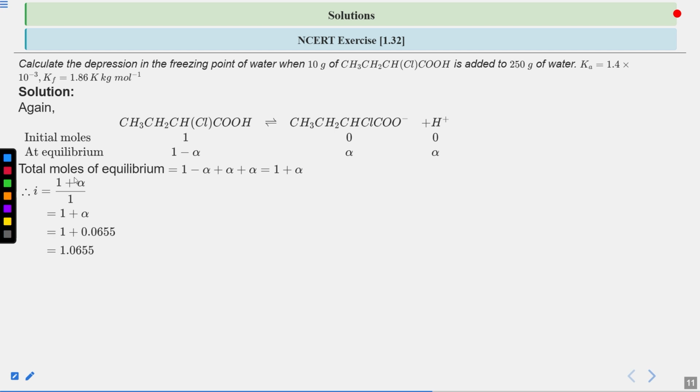Therefore, i will be what? 1 plus alpha, which is the number of particles after dissociation, and before dissociation it was 1. So 1 mole was getting dissociated into these parts, right? Before dissociation it was 1 in case of this acid, and after dissociation it is 1 plus alpha. So this will give your i. We know the value of alpha which was calculated earlier. If you add both of these, you will get 1.0655.